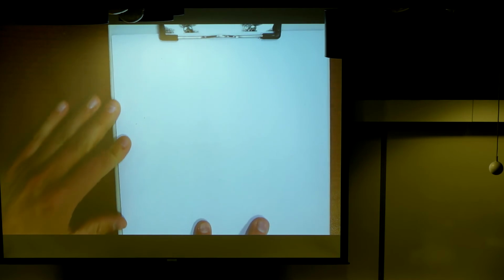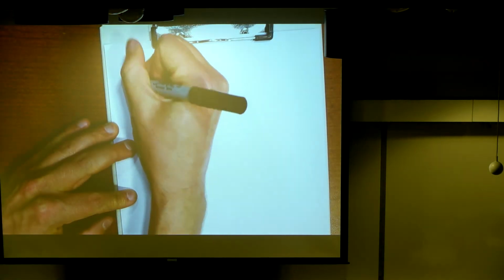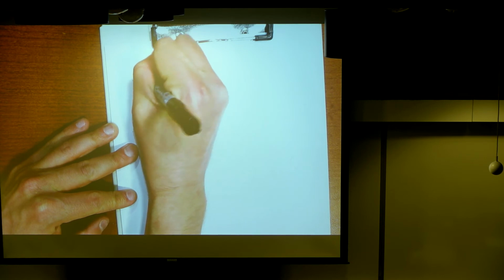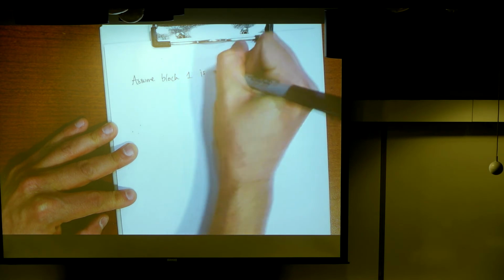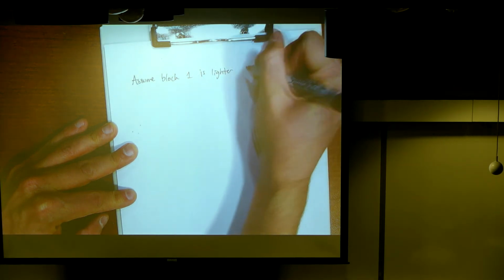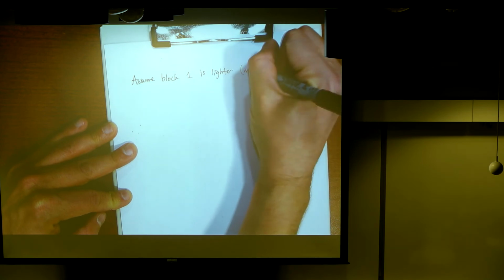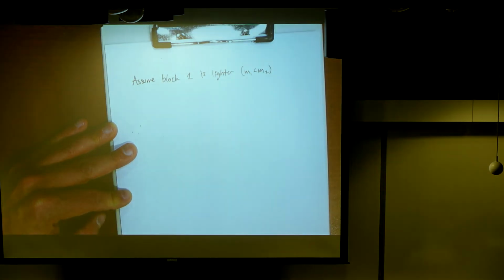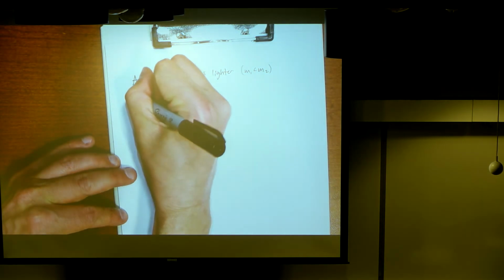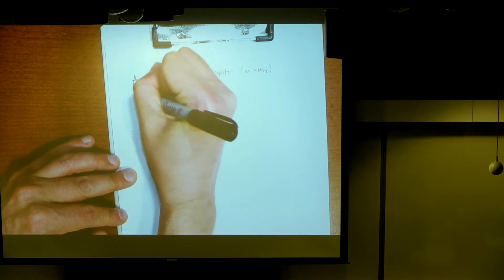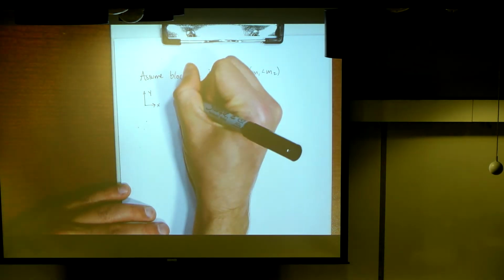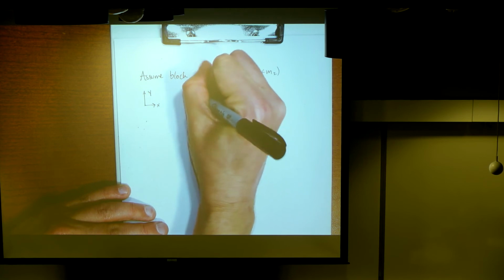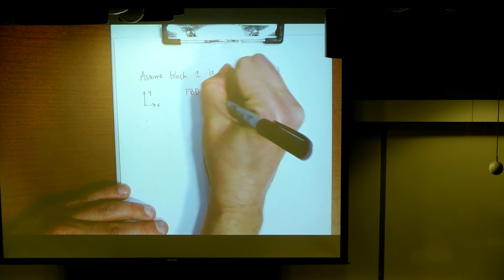So let's go through it. So we're going to assume that block 1 is lighter, as I just said. So that means M1 is less than M2. Okay. So let's draw a free body diagram of each one of these blocks. And I'm going to use this coordinate system where the positive y direction is straight up. Let's do a free body diagram, FBD, for block 1.